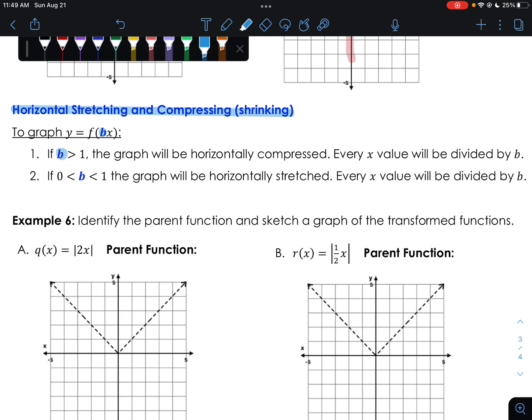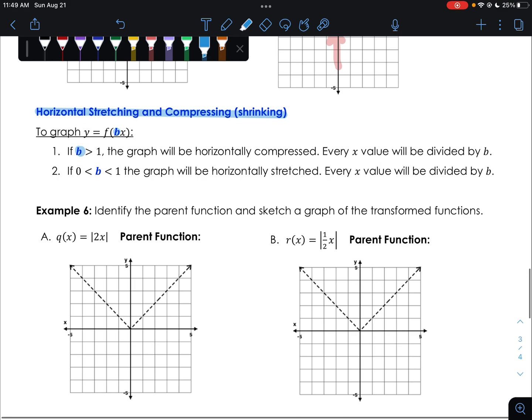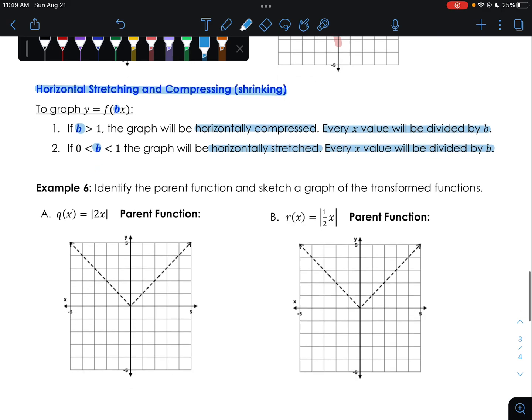So if that b value is greater than 1, it is going to be horizontally compressed. Now this time, every x value is going to be divided by b. So now we're messing with the x values. If it's between 0 and 1, this is a horizontal stretch, and every x value again is going to be divided by b.